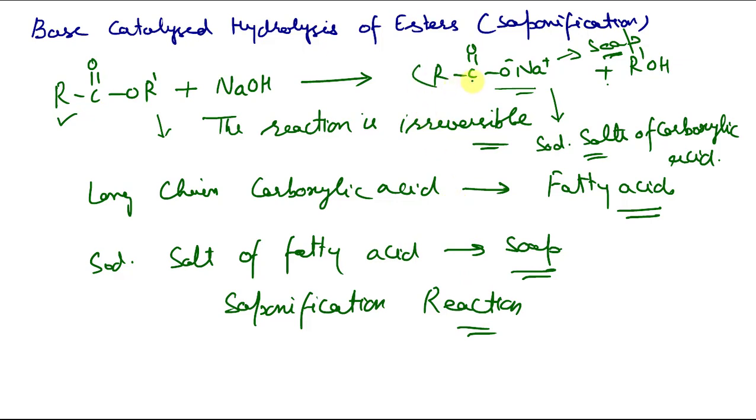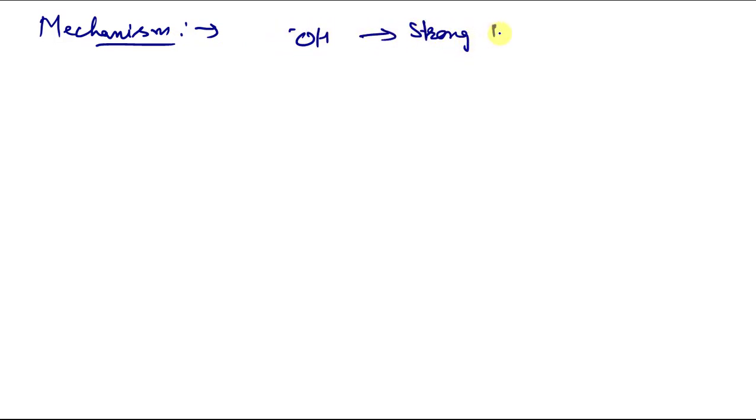One thing is this carboxylate anion is resonance stabilized. So when we do the mechanism, I will explain why this is an irreversible reaction. Now let us write its mechanism. Now here the nucleophile will be OH negative. This is a strong nucleophile, so it can attack directly the carbonyl carbon of the ester.